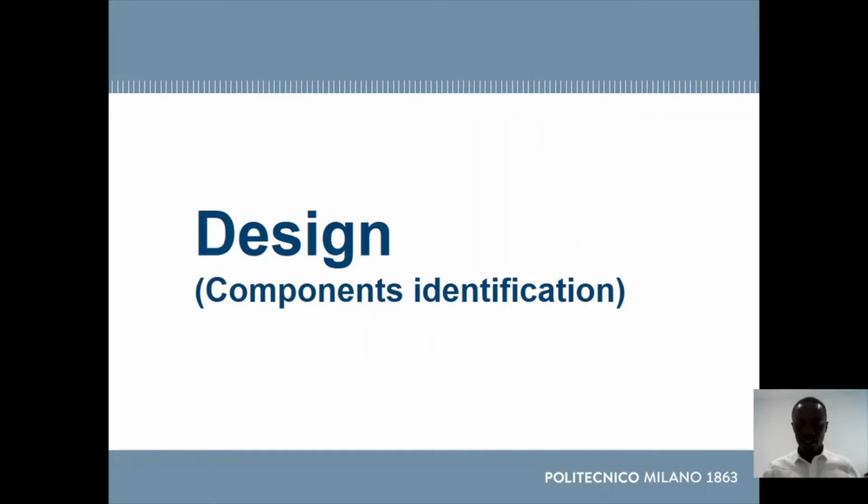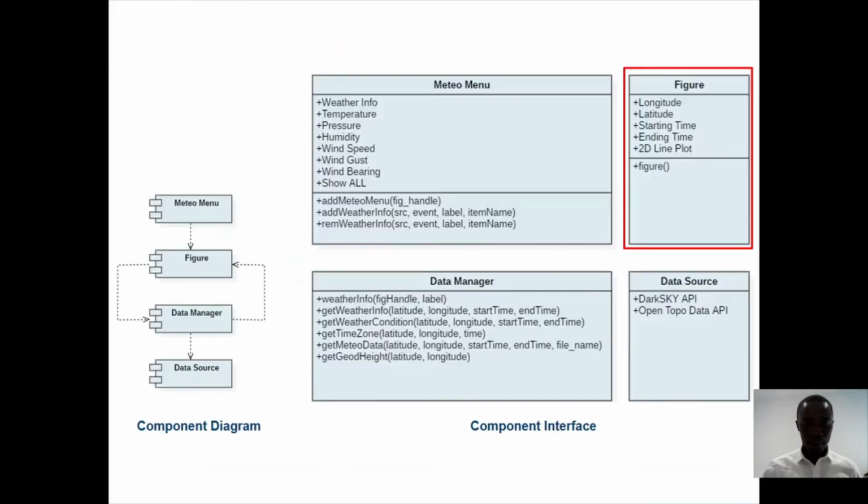Now, at the design stage, the components of the program were identified. And on this figure, I have the identified components. On the left here, I have the components and their interactions or dependencies. So the Meteor menu, the figure, and then the data manager, and then the data source. And then on the right, I have the methods and attributes of all these identified components.